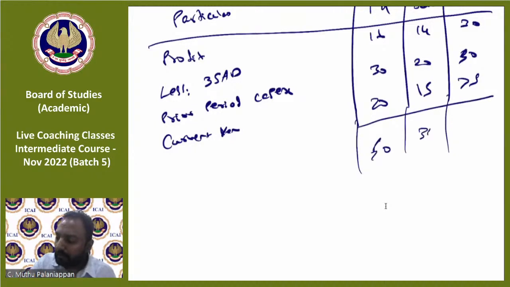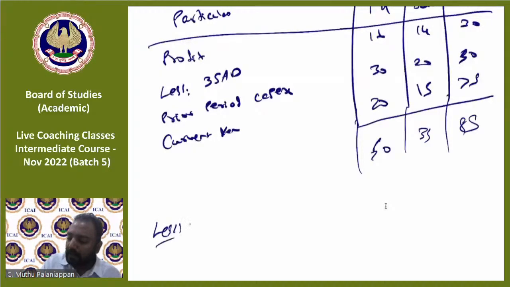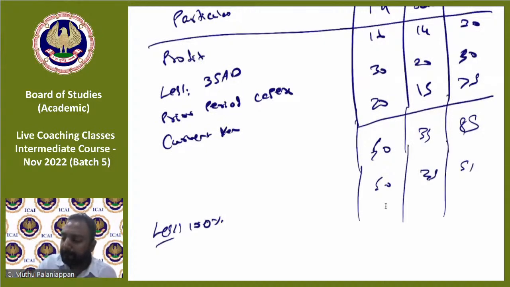$50, 35, and 85. So this is the total expenditure. Now we are eligible for 100%. Correct? 100%, 50 is eligible, 35 is eligible. So total is 85. Correct? So 50, 35, and 85.